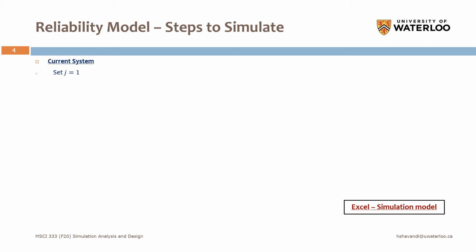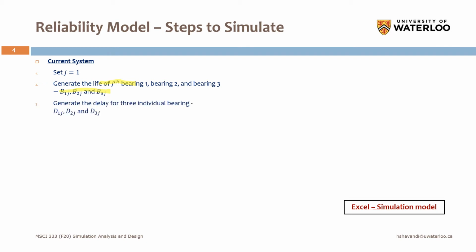For the current system, let's say at first we set j equals 1, and then we generate the life of the jth bearing, I mean the jth replacement for bearing 1, 2, and 3. So we'll have these parameters here, B1j, B2j, and B3j. These are the useful lives for the 3 bearings, right? And then we generate the delay for the 3 individual bearings. Since we are going to replace the bearings individually, we'll have D1j, D2j, and D3j, the delay for the mechanic.